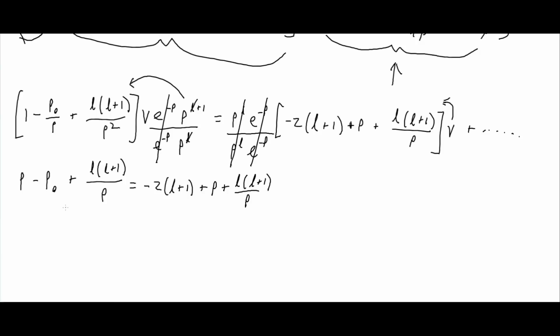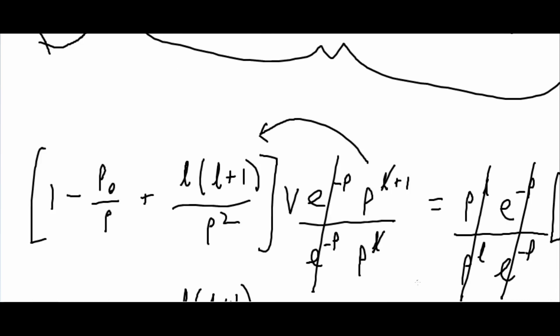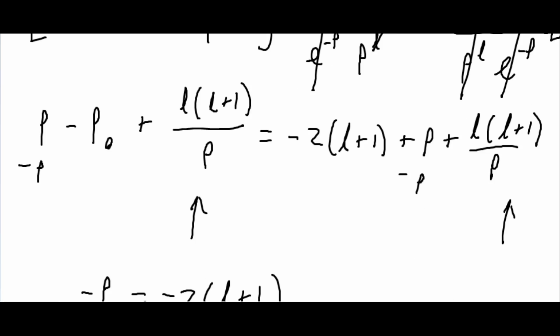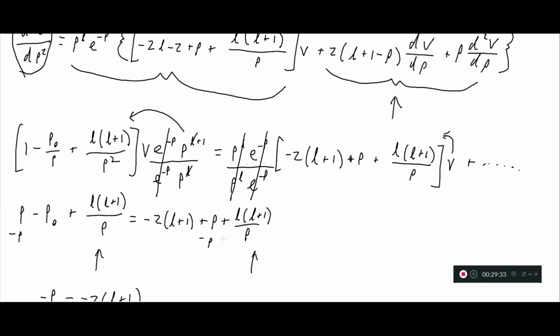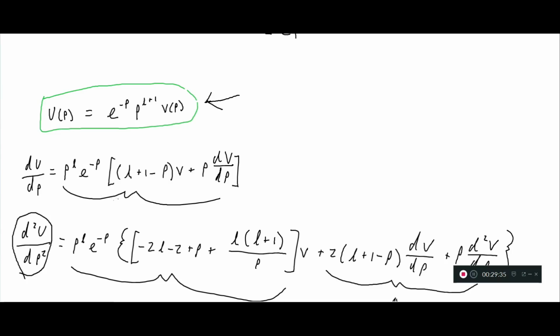And so essentially what we're going to do is we're going to subtract rho from both sides. We're going to subtract this from both sides, and so what we end up with is minus rho naught is equal to minus 2 L plus 1, and so we end up with that. And so this once again is something that is skipped over. Zoom back out here, is skipped over in the Griffiths textbook.